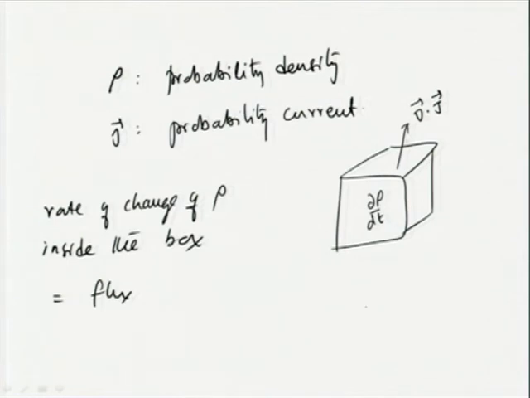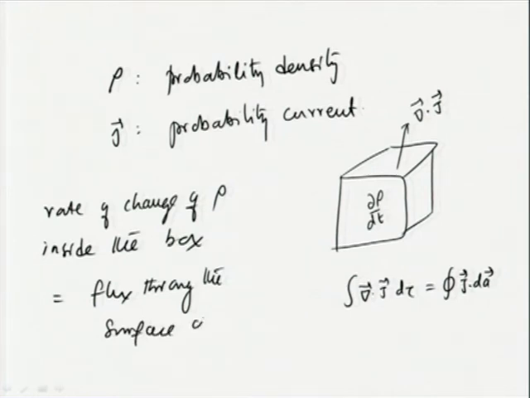So, you have to use Gauss's theorem: the divergence of a vector integrated over a volume is the same as the surface integral of j dot dA of the same vector over the closed surface which encloses the volume, the boundary of the volume. So, that is basically the flux. The right hand side here is the flux of the field, the flux through the surface of the box. And what flux is this? The flux is basically the probability flux.